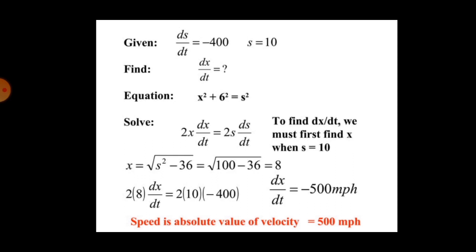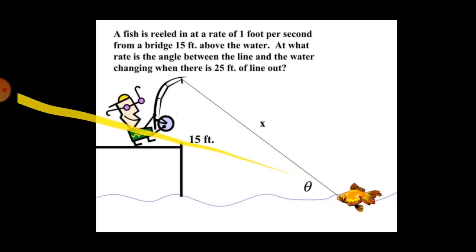To find dx over dt, we must first find x when s is equal to 10. So, x is the square root of s squared minus 36, which is the square root of 100 minus 36, equal to 8. So, 2 times 8 dx over dt is equal to 2 times 10 times negative 400. dx over dt is equal to negative 500. Speed is the absolute value of velocity, equal to 500 mph.